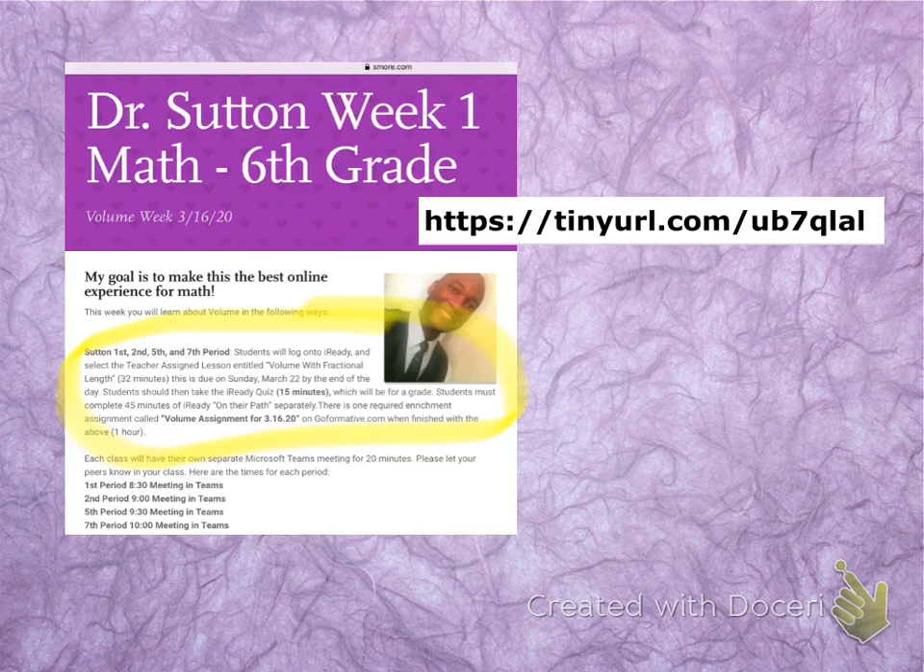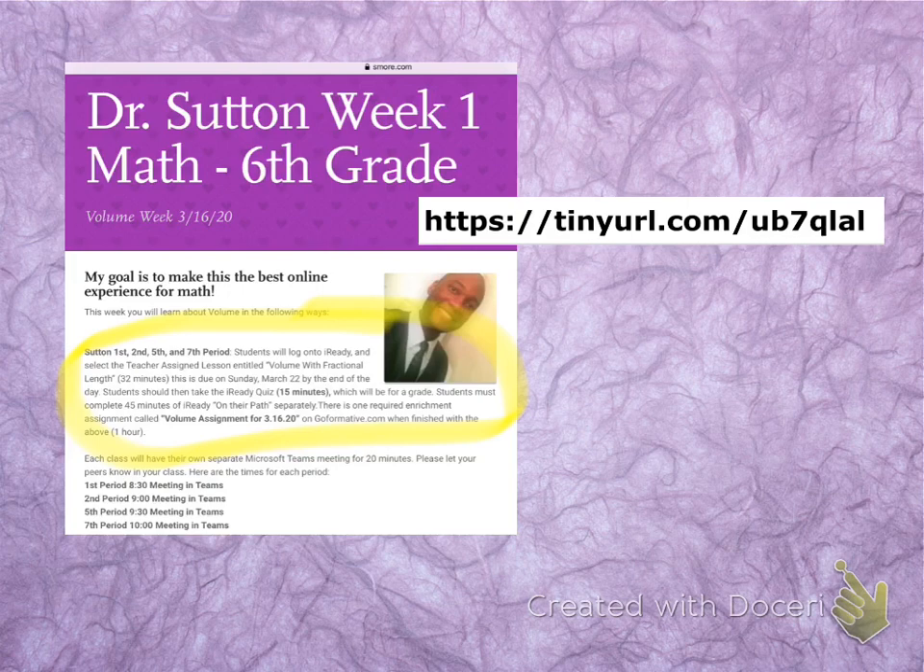Students should also take the iReady quiz that is related to that lesson, which takes about 15 minutes and will be for a grade. Students must complete 45 minutes of iReady on their path separately. You normally do that, so we didn't want to change that requirement.